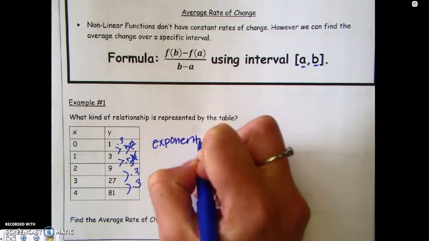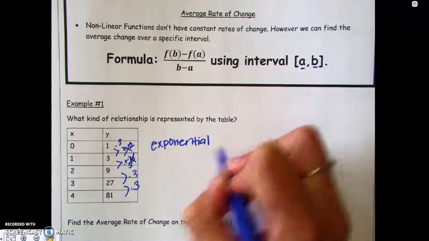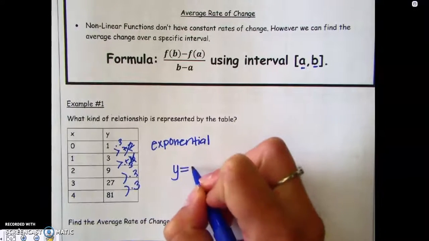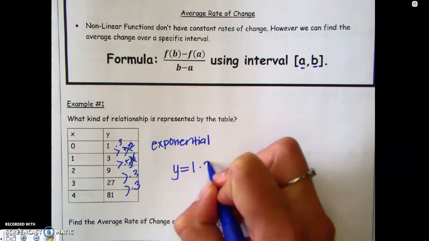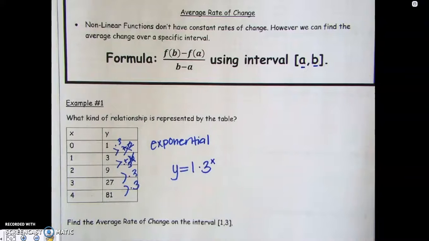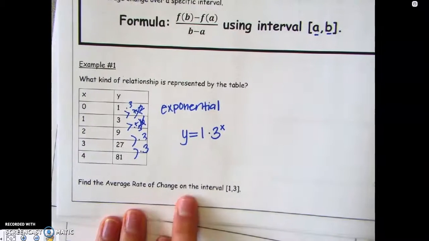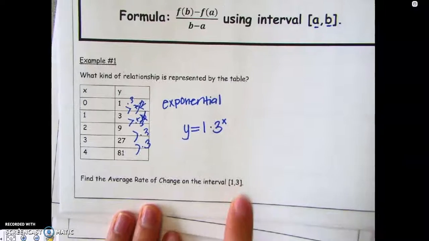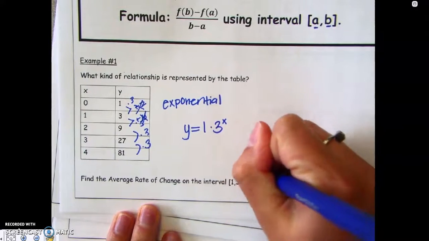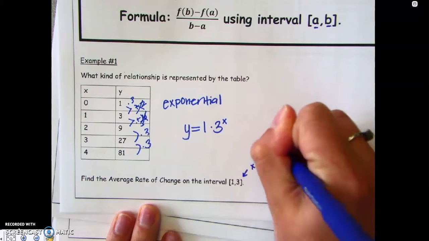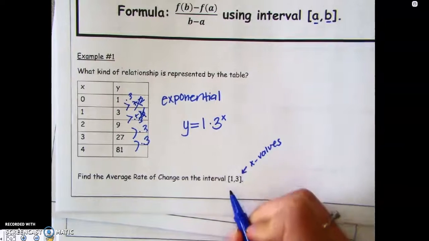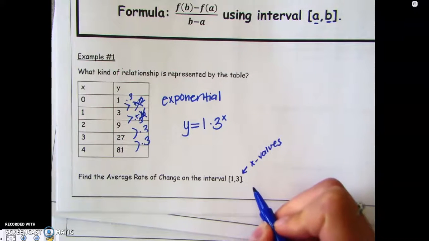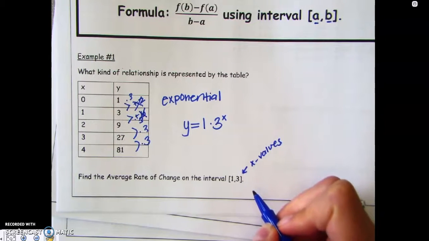We've talked about how to write an equation for exponential functions. It's the y-intercept, which is 1, times the factor to the x power. So that's technically the function we have. It's not linear. But I want to find the average rate of change on the interval from 1 to 3. This always refers to x values. So you want to find your rate of change between x is 1 and x is 3. This is how we do it.